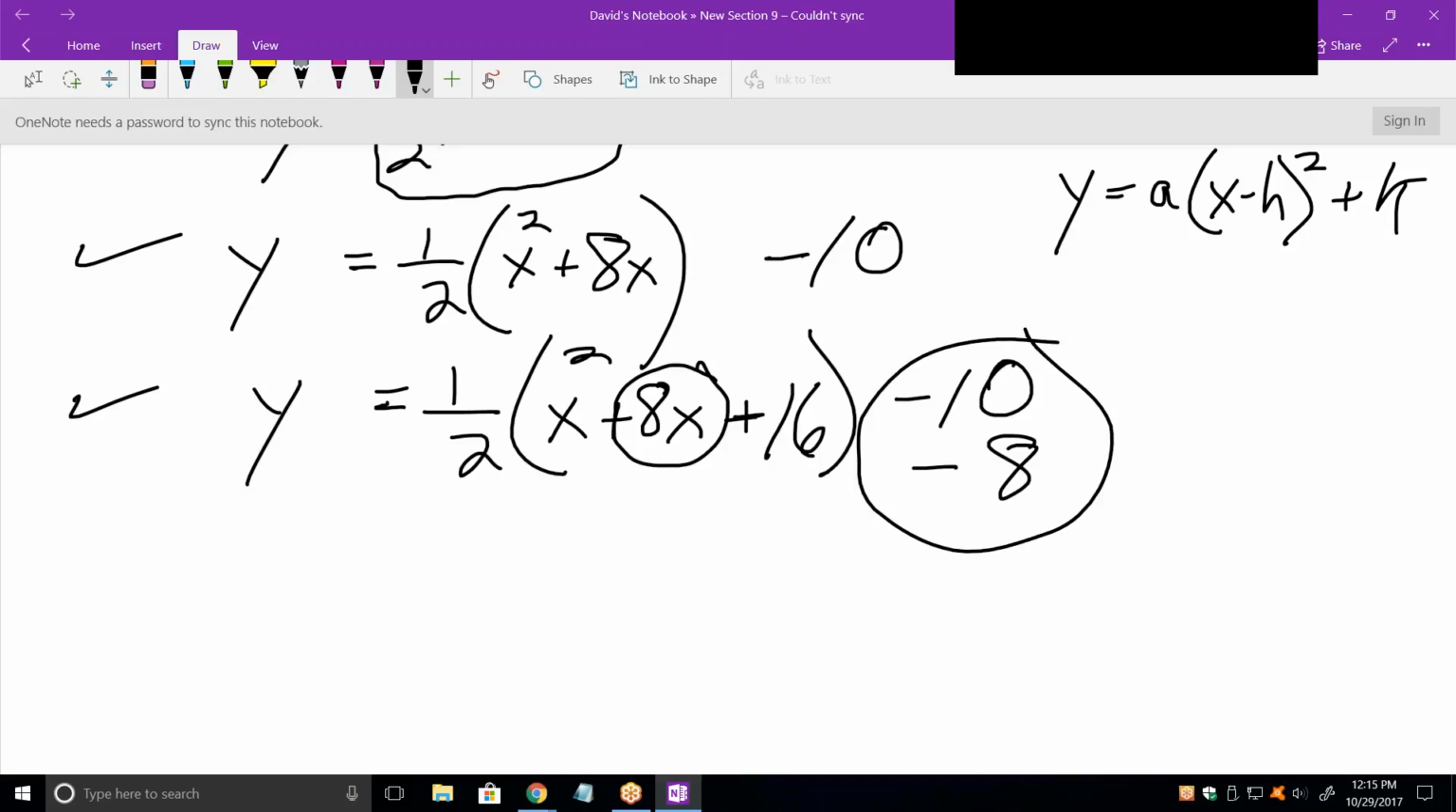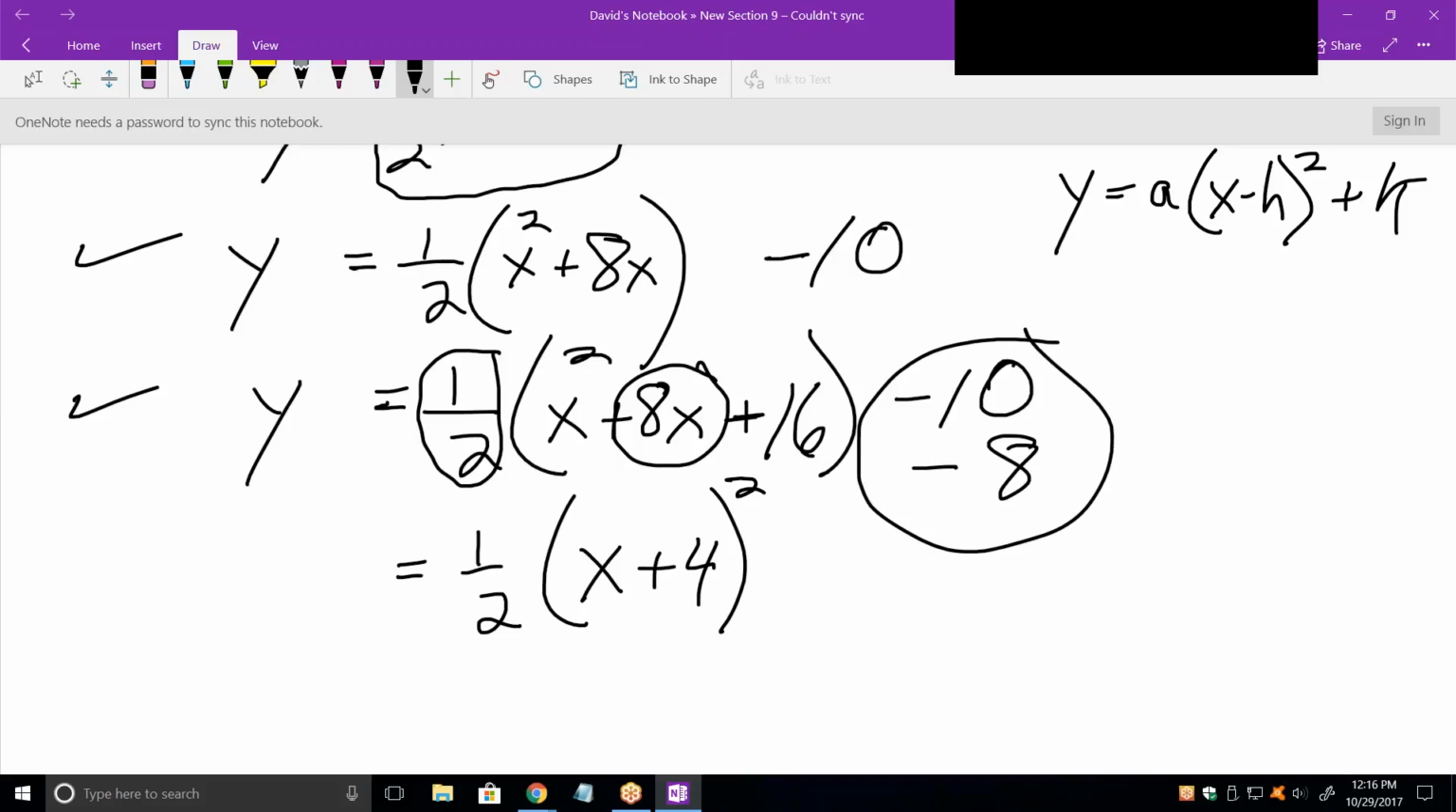There's our K right there. There's our A right there. And what's going to go inside these parentheses is x minus 4 squared. In other words, whatever you got when you took half of that 8, that's what you end up with. It is a linear term squared. In our case, it's plus 4 because that sign is a plus.